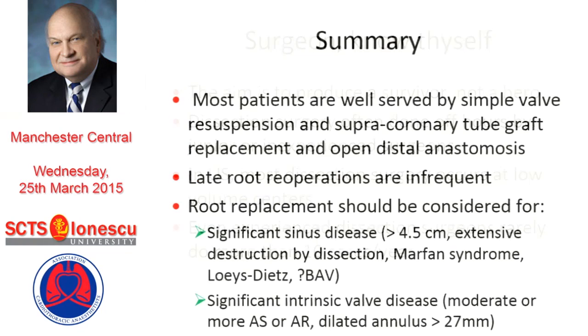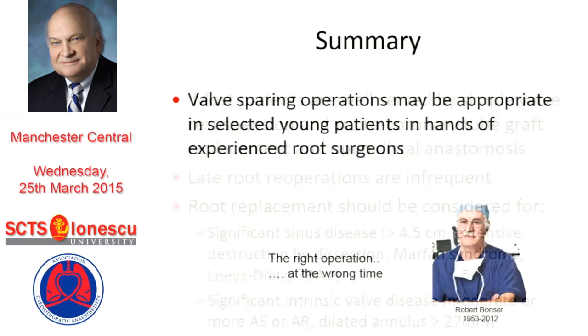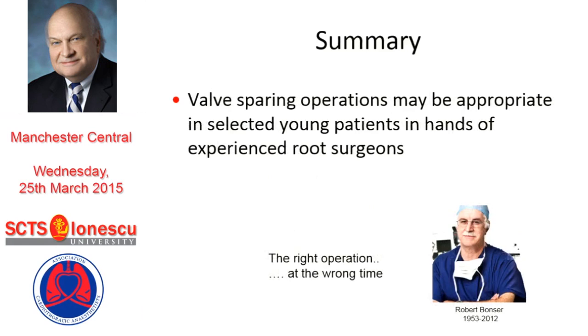So in summary, most patients are well served by a simple valve resuspension and a supracoronary tube graft with an open distal anastomosis. Late root reoperations are infrequent, probably on the order of 15% in most series. But you should consider root replacement if there's significant sinus disease, a very dilated aorta, extensive dissection and intimal tears, Marfan syndrome, Loeys-Dietz syndrome, and perhaps some young patients with bicuspid aortic valve. And then obviously with intrinsic valve disease, the decision is often made for you. Valve-sparing operations may be appropriate in selected young patients, but really only in the hands of experienced root surgeons.